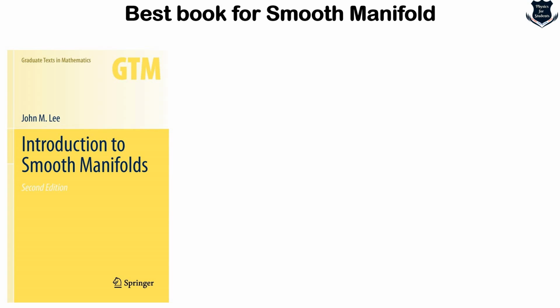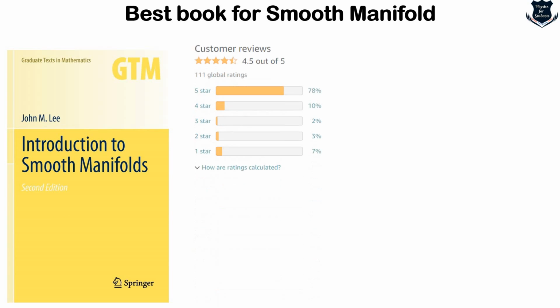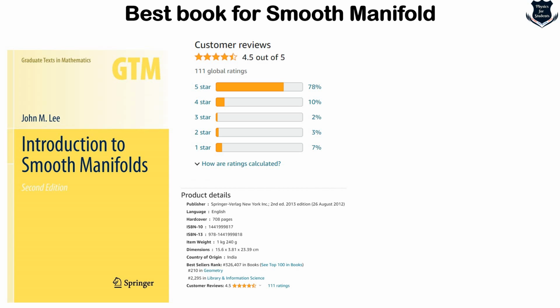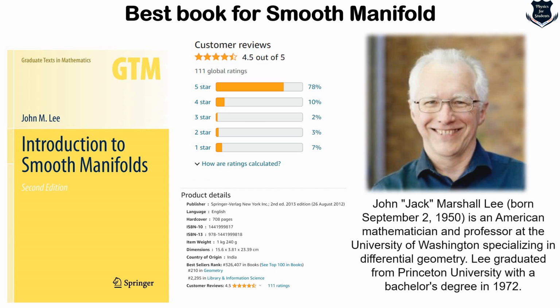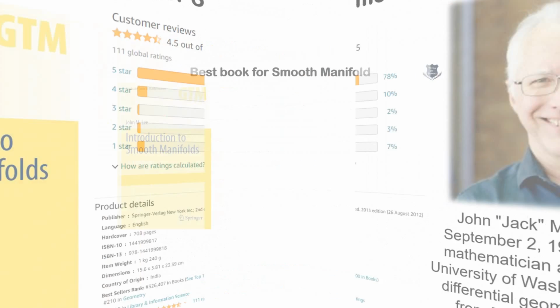The next book would be the famous John M. Lee's Introduction to Smooth Manifolds. Although it has a 78% rating of 5 stars, I still think that it is, I mean to say, a landmark book. This is the photograph of Professor John, known as Jack Marshall Lee, American mathematician, professor at the University of Washington, specializing in differential geometry.